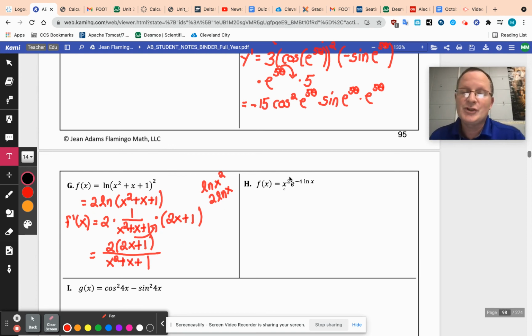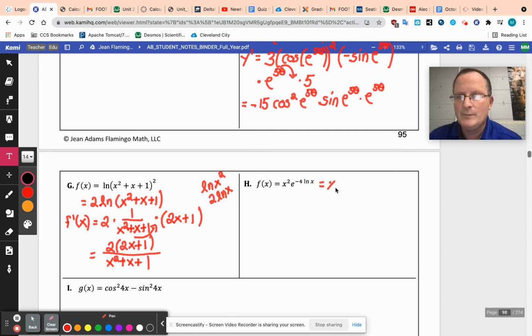Okay, so look at H. We have a product, and the derivative of the second is going to need a chain rule. But hold on a second. There's some stuff I can do here. I've got a -4. I could place it back up there. The e to the natural log of that would definitely clean up. This one's very interesting. I don't think I want to do what I just said I'm going to do.